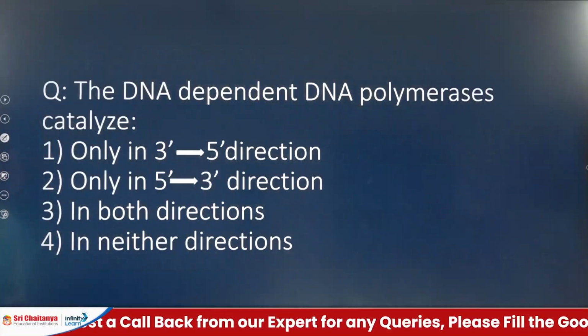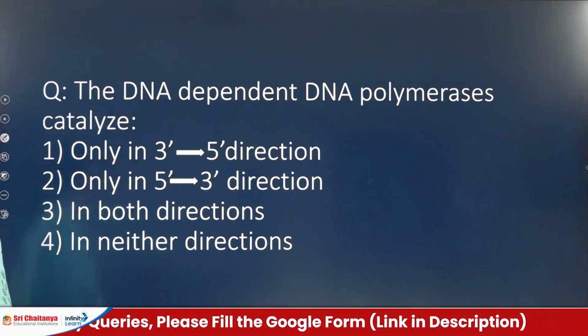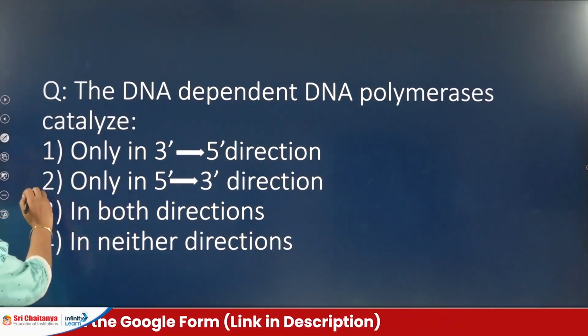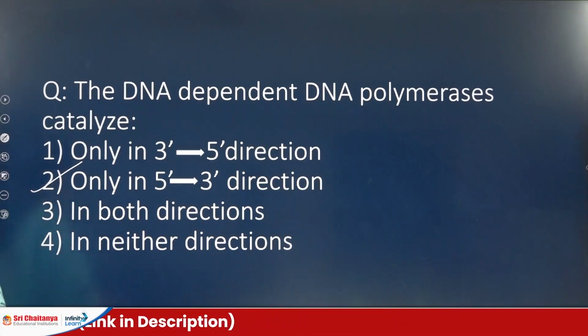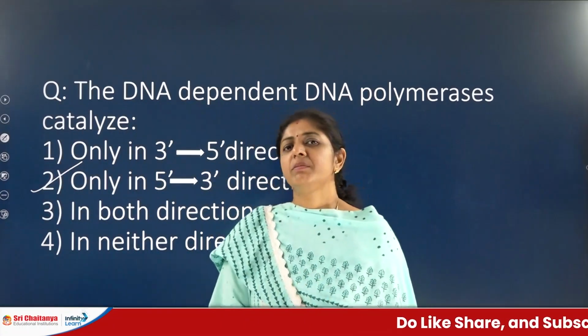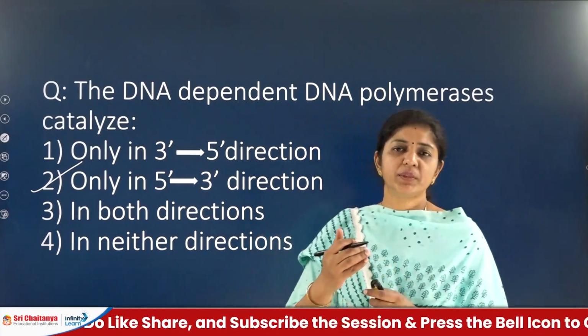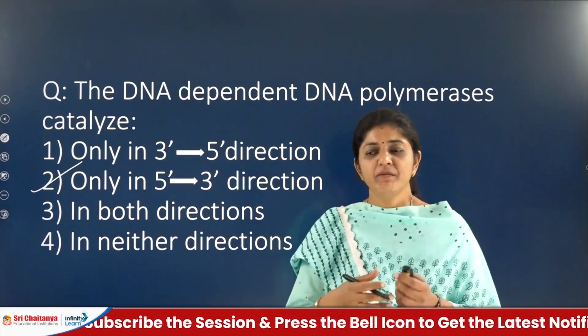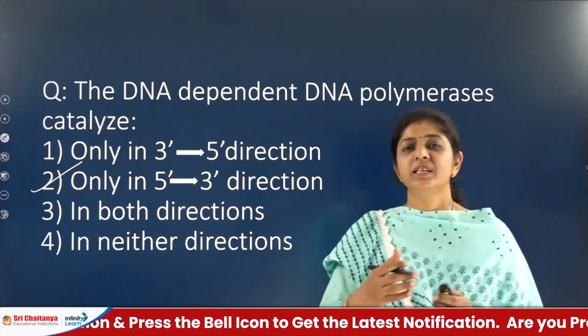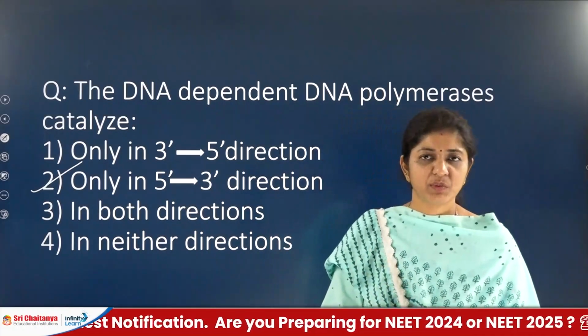Let's check the next. The DNA dependent DNA polymerases catalyze in which direction? Only 5' to 3' direction. Just now I said even it gives complexity. That's why one strand will show continuous formation and the other will form discontinuously. That's why we call replication a semi-discontinuous or semi-continuous process as well, right?